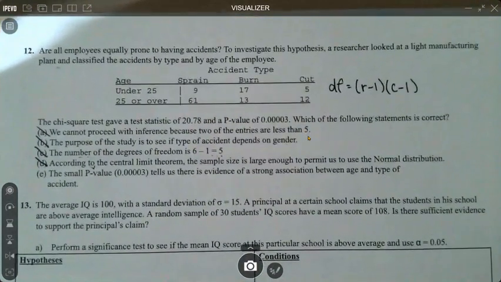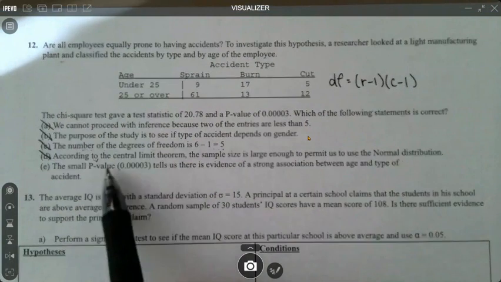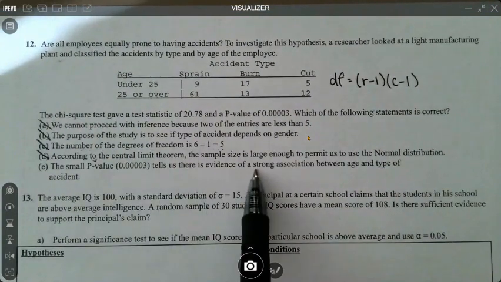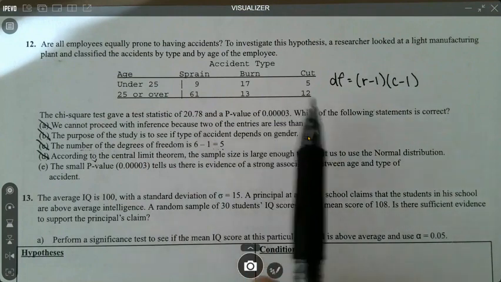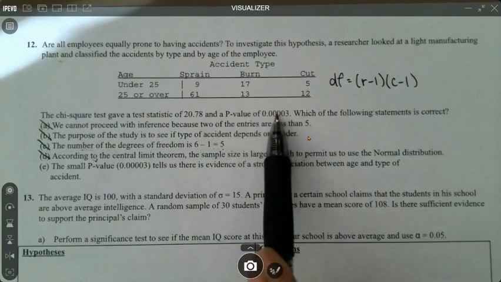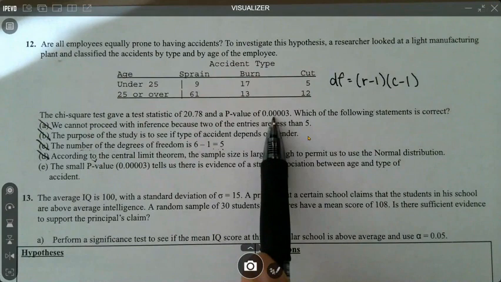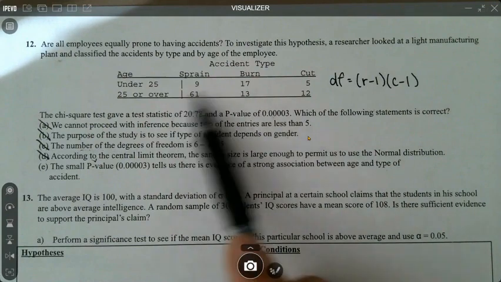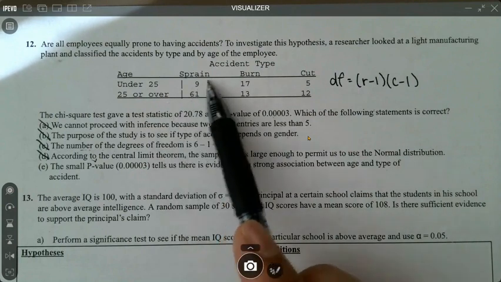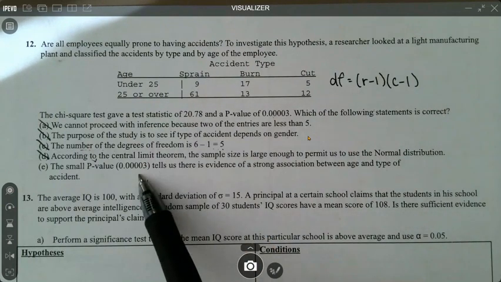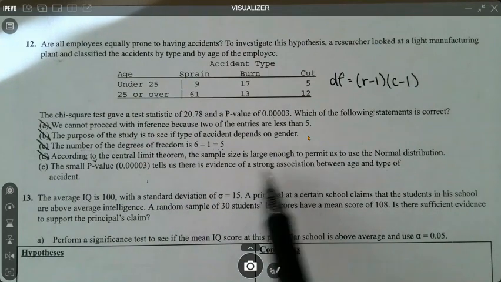So it looks like E is the answer, but let's read it to make sure. A small p-value tells us there's evidence of a strong association between age and type of accident. That is the correct conclusion you would make from the p-value. Remember, H0 is that there's no association between the two variables, and HA is that there is an association between the two variables. Since our p-value is low, we reject our null and conclude that there is an association between the two variables.